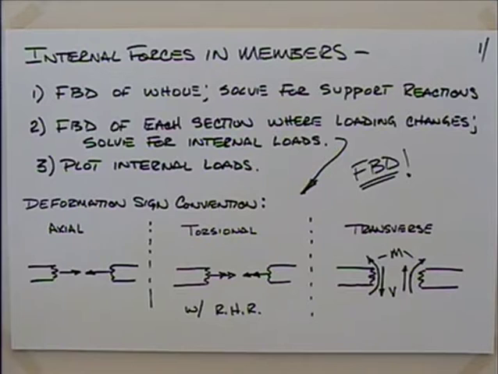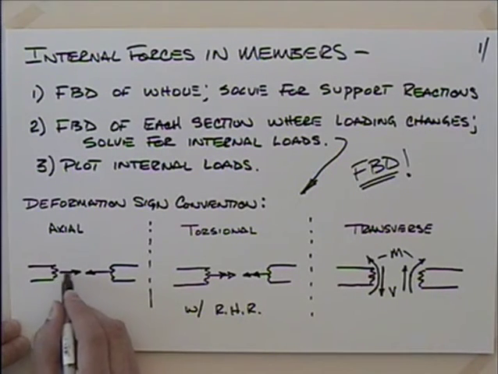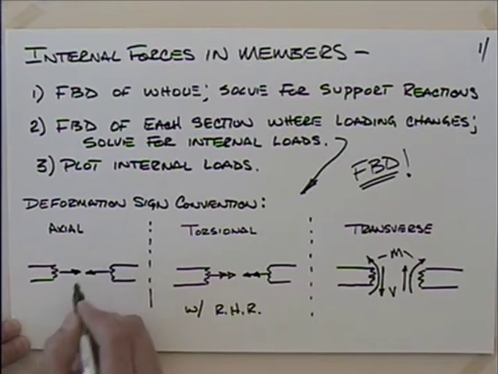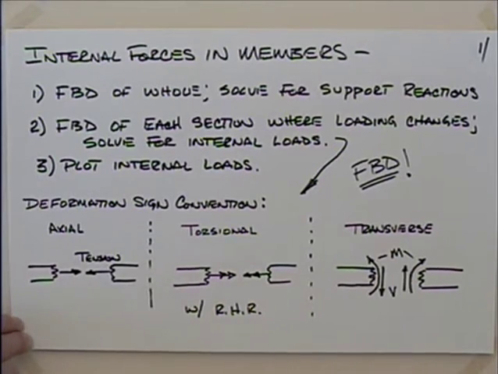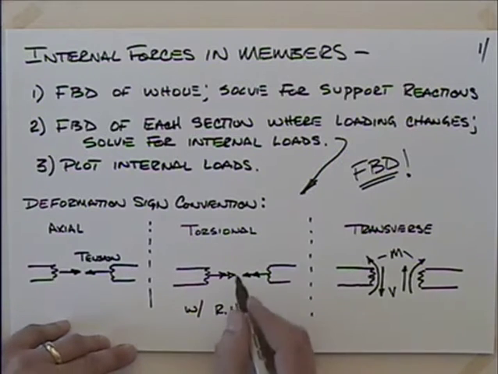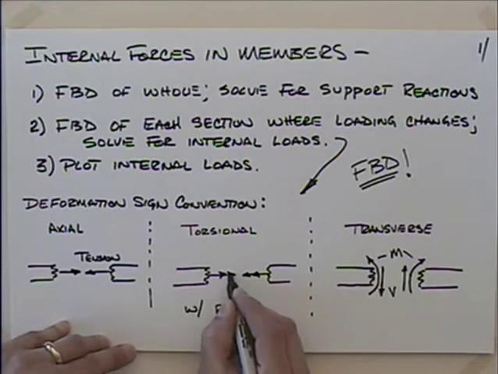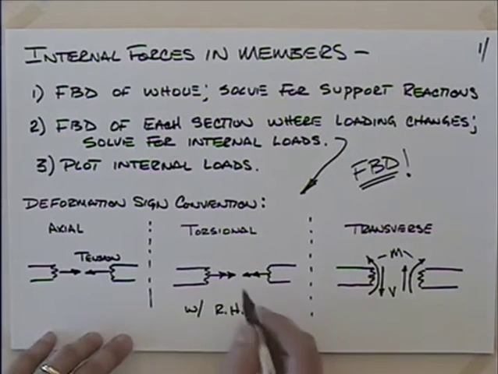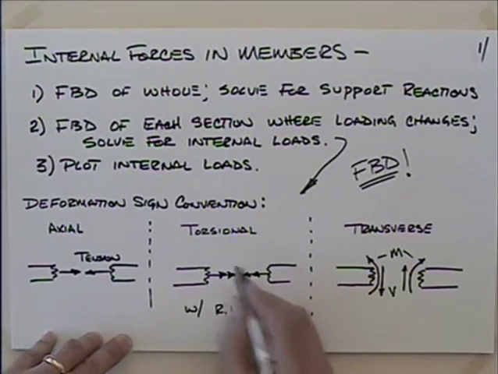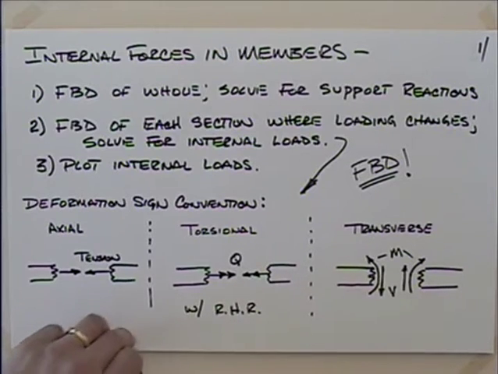If I have an axial load and I slice through the thing, if I'm looking at the left-hand side, I draw this axial tension load, like that. If it's a torsional load, remember I use the right-hand rule. You take your right hand and you put it in the direction of the torque, and your thumb then points in the direction of the double arrow. These are double arrows. So this would be the internal torque Q.